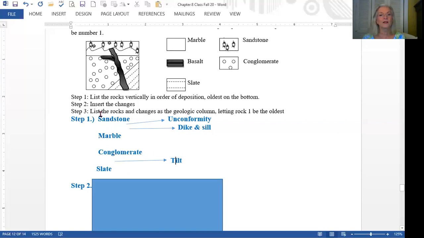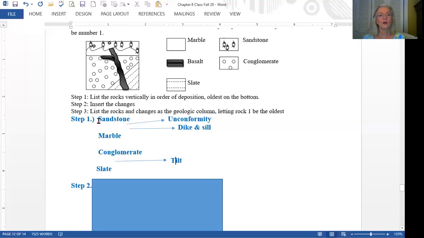All of what we just did is step 2, insert the changes. And now we want to list the rocks and the changes as a geologic column. We're going to let one be the oldest. That means it'll be slate at the bottom. And whatever our biggest number is will be the youngest. So we're going to write down slate, and then the tilt, conglomerate, marble, dike and sill, unconformity, and sandstone.